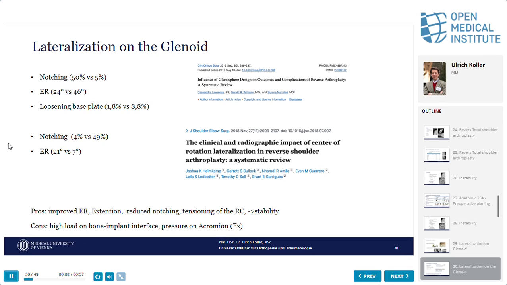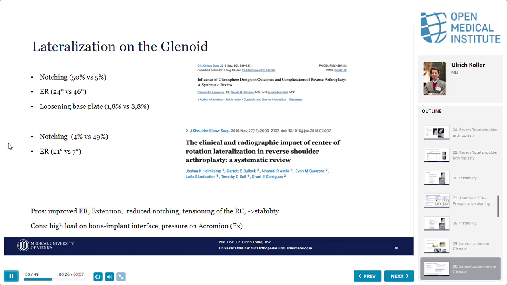Notching is a complication or a problem in shoulder arthroplasty. External rotation is improved. Loosening of base plates is reduced. So this was shown in some reviews.